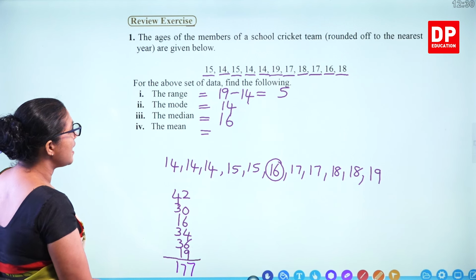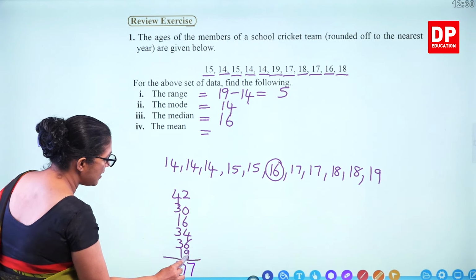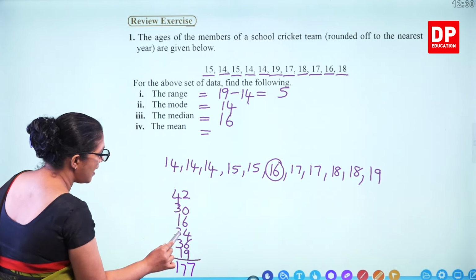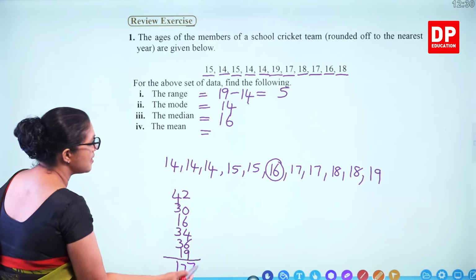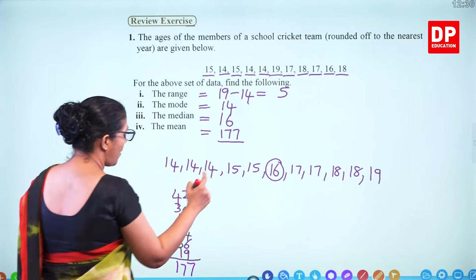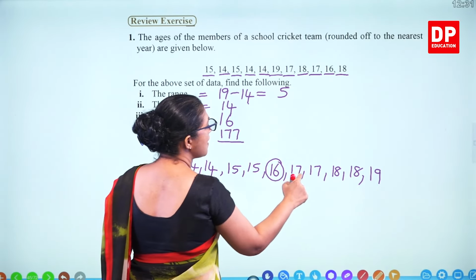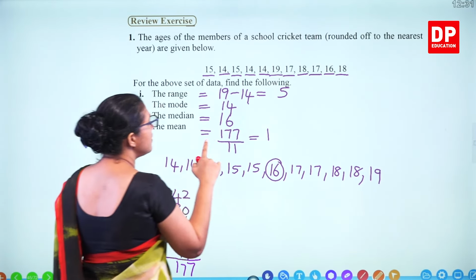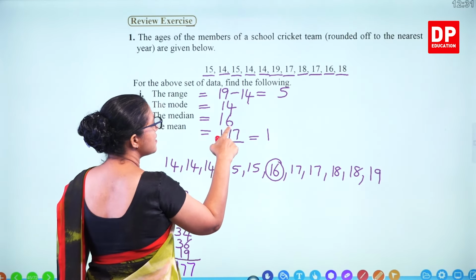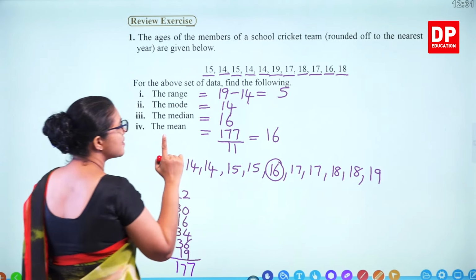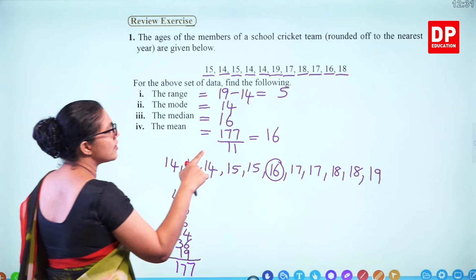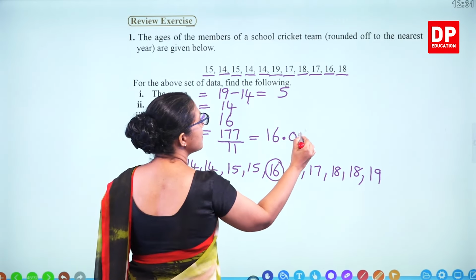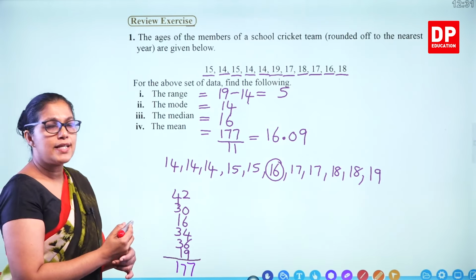Check it again. Add it together. 177 divided by 1, 2, 3, 4, 5, 6, 7, 8, 9, 10, 11. 11 times 1 is 11. And you get 67. That means 6. 66, 1 remaining. For 10, nothing. And for 100 and something, that's 9. So the mean value is 16.09.